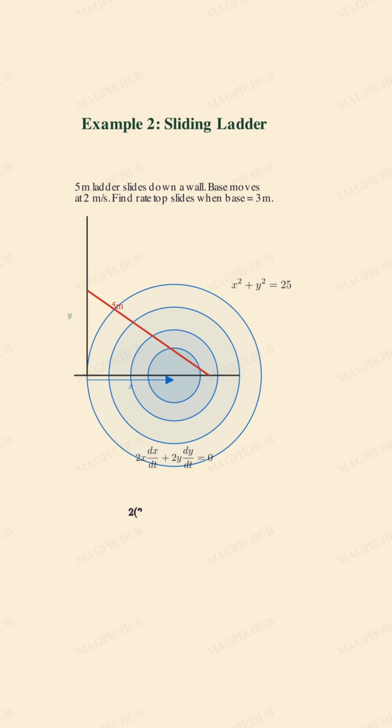Differentiate implicitly with respect to time, 2x times dx by dt plus 2y times dy by dt equals 0. Substitute, 2 times 3 times 2 plus 2 times 4 times dy by dt equals 0. 12 plus 8 times dy by dt equals 0. Therefore dy by dt equals negative 3 over 2 meters per second. The negative sign means the top is sliding down. As the base moves right, the top must fall.